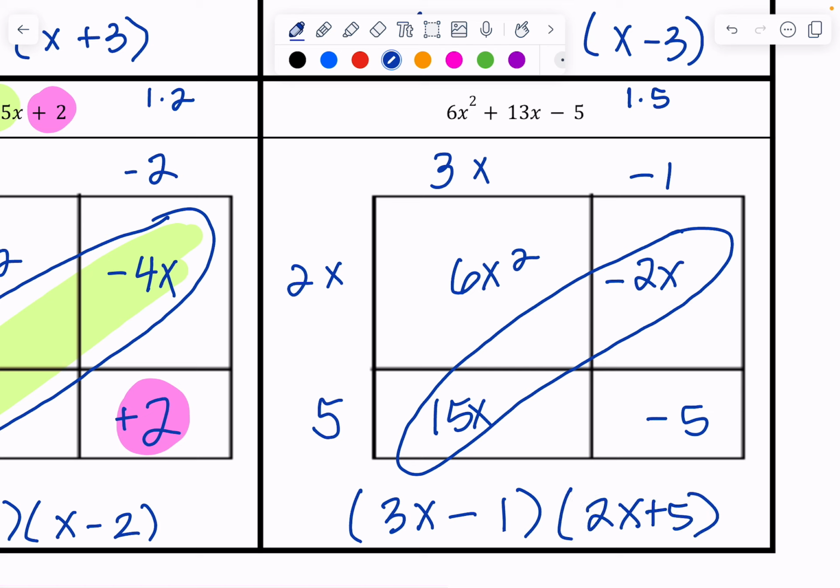We basically were trying different things to get our 6x squared. And then after we discovered 6x times x didn't work, we were trying things here and here. That maintained our negative 5x, but we needed the combined diagonal to be positive 13x. So we had to do a lot of guessing.